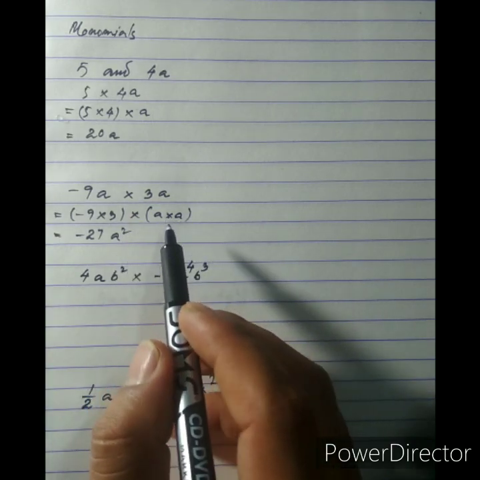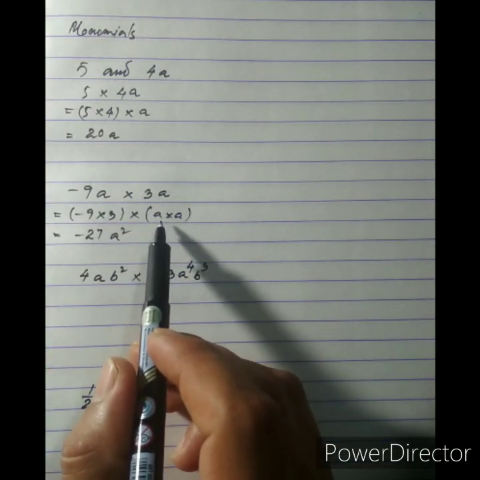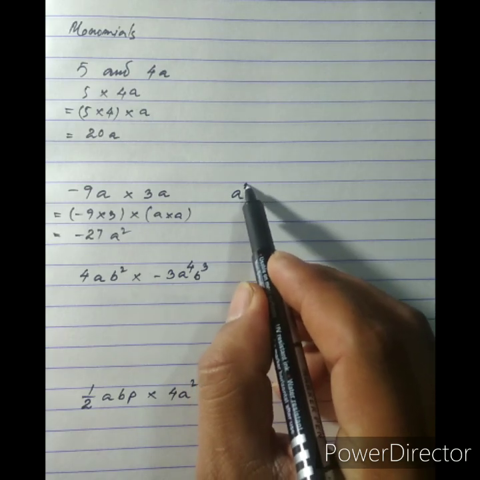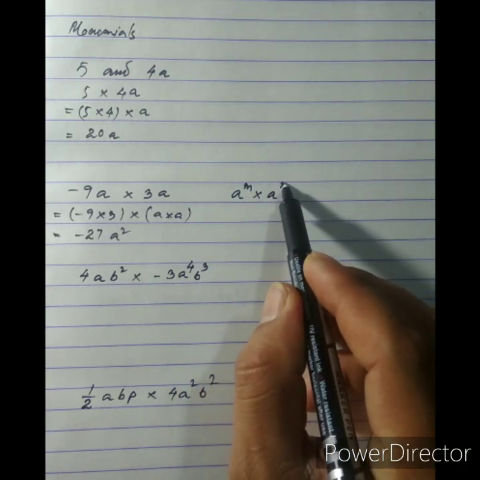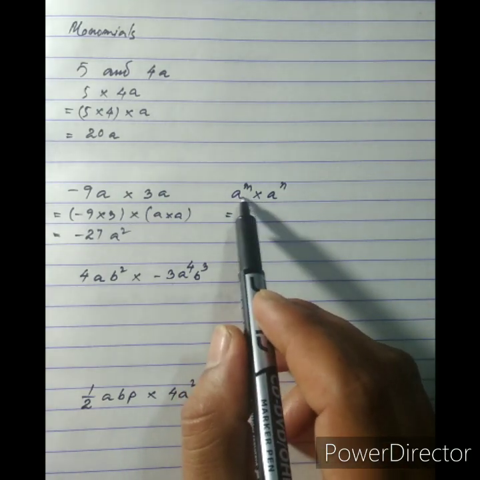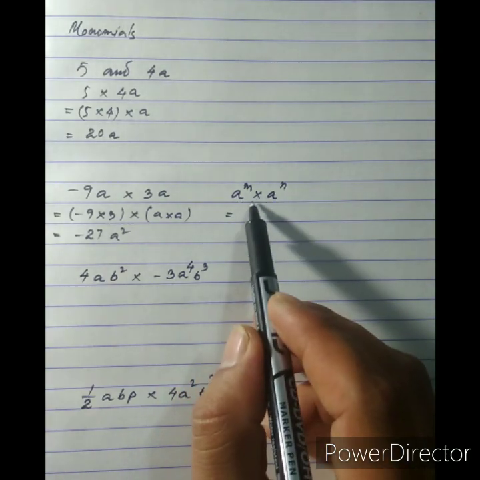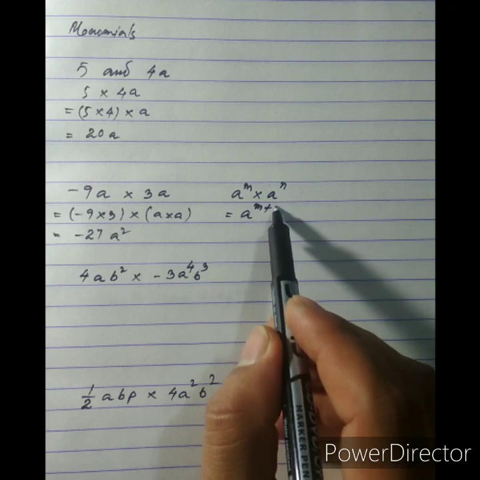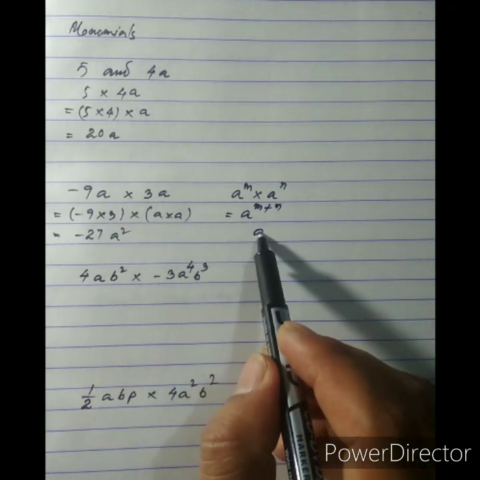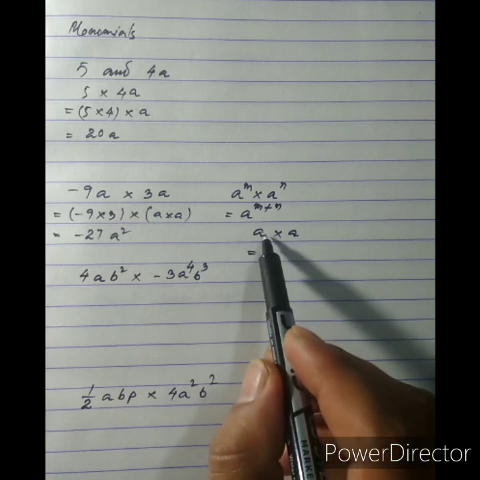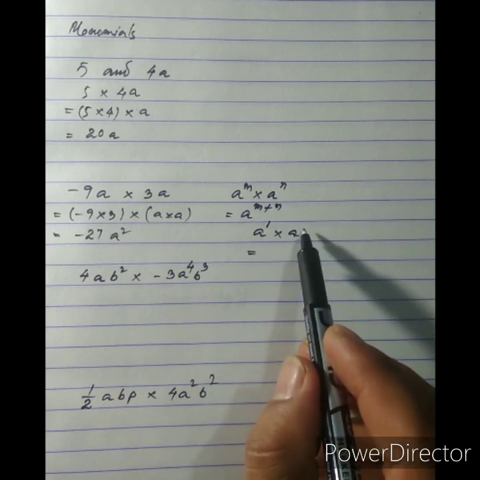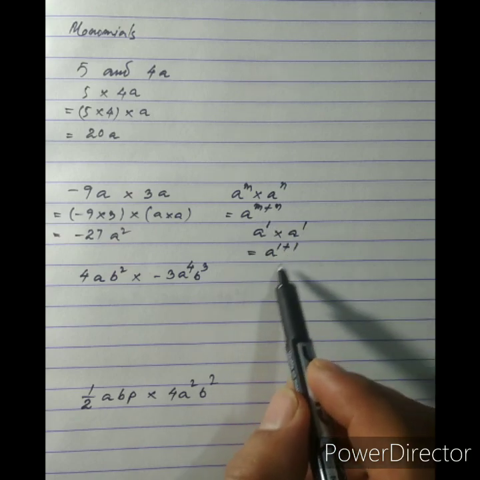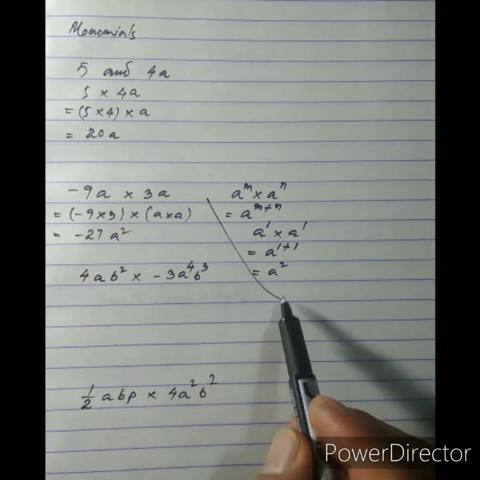Let me explain a little bit about how to find this a into a. Before, even in class 7, we learned a to the power m multiplied by a to the power n. Here these two terms have the same base and there is multiplication between them, then we have to add the powers. So I write here a into a. Here the power of a is 1, and here the power is also 1. So a to the power 1 plus 1, so I get a square.